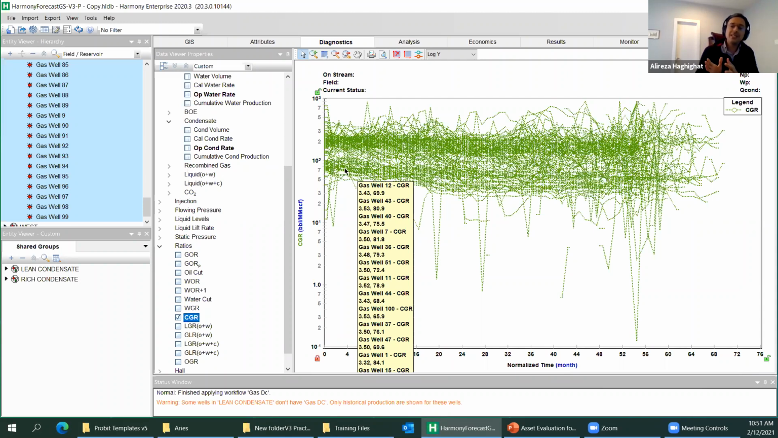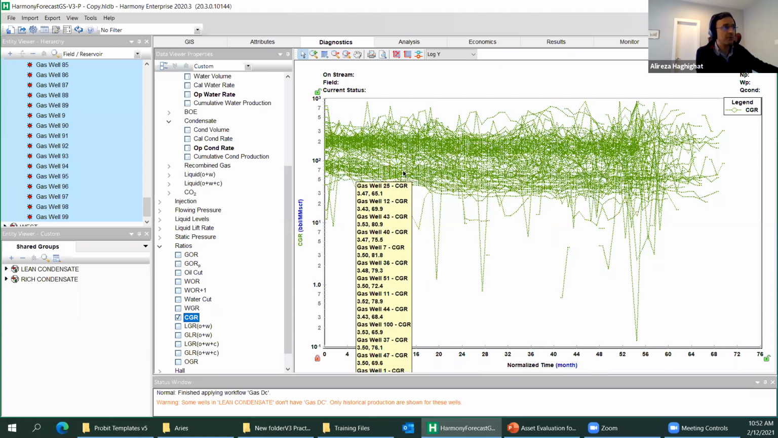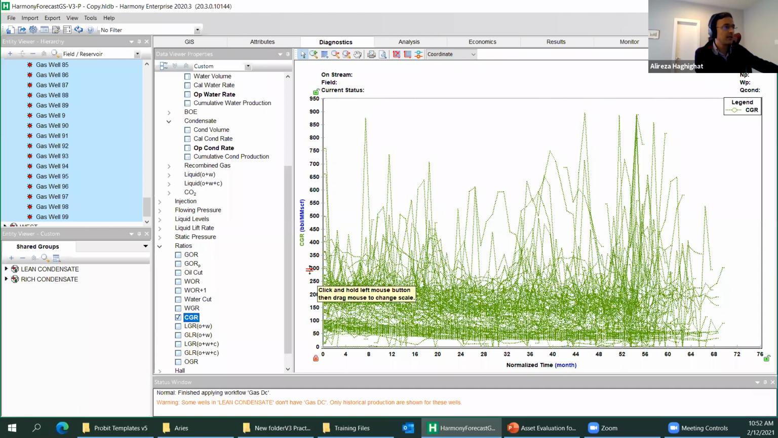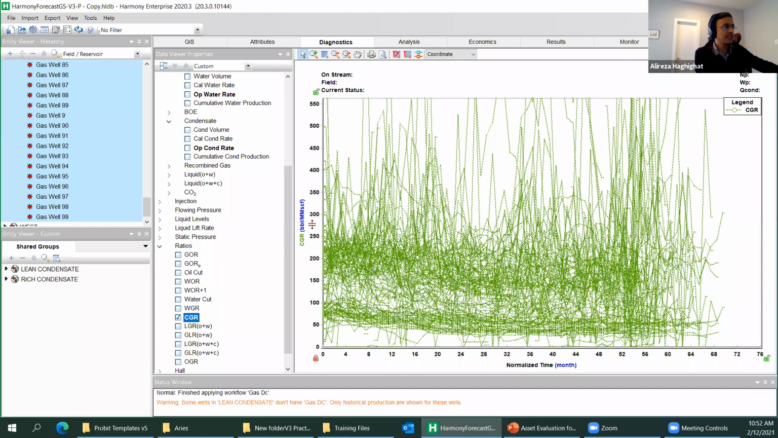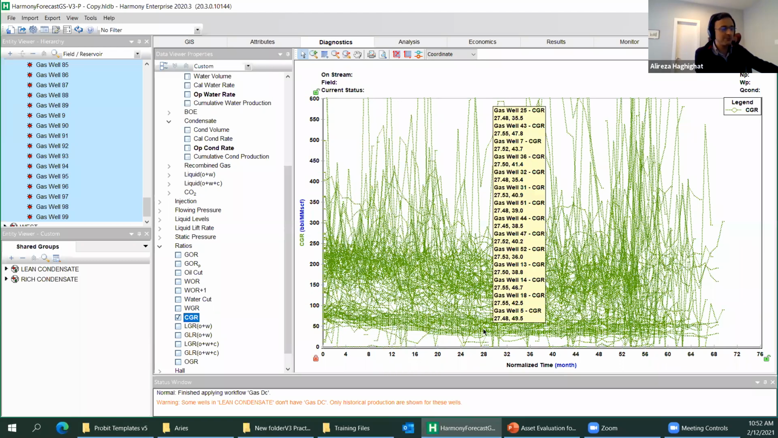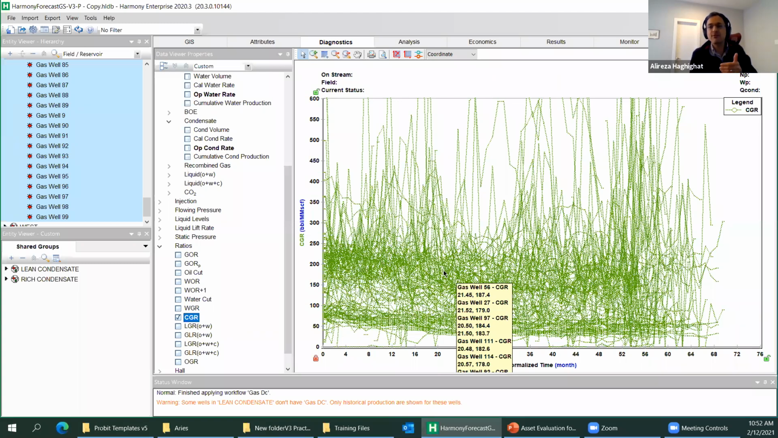So we are dealing with two different regions in our reservoir. A lean condensate region that produces a low amount of condensate. You can see they are at the bottom of this plot, and a high or rich condensate region. So these wells typically produce a low amount of condensate. These wells are producing a high amount of condensate. They represent different behavior, different characteristics.